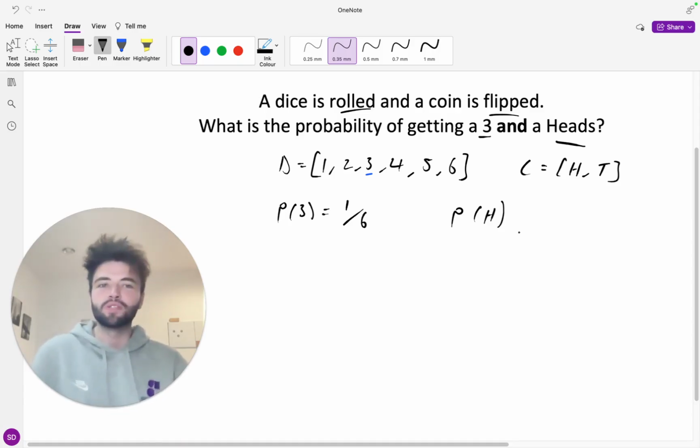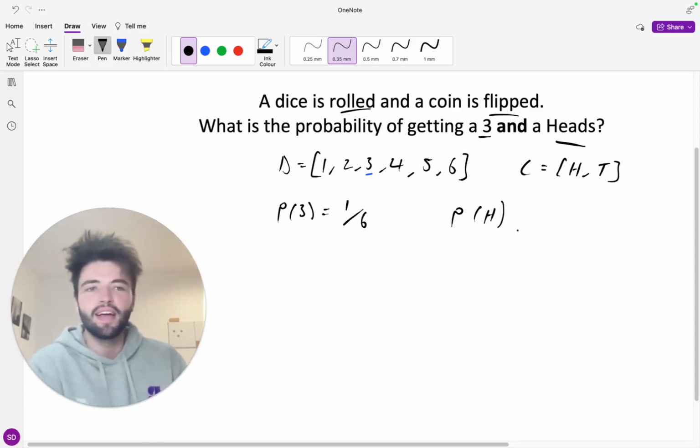And then for our heads, for our coin flip, I've created the set C, which has heads and tails as its elements. What that means in simple terms is if we have a set C for coin, there's only going to be 2 outcomes, which is heads and tails. So the chance of getting a heads is going to be 50% or 0.5. And I'm also going to convert our 1/6 into a decimal, so that's going to be 0.167, just to make it really accurate.